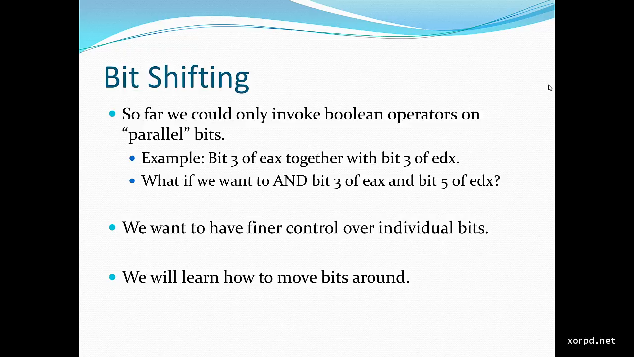We can only AND bit 3 of EAX with bit 3 of EDX, or maybe AND bit 5 of EAX and bit 5 of EDX. But we still can't combine bit 3 and bit 5. We would like to have finer control over individual bits. So now we are going to learn how to move bits around. So we can actually combine bits and do operations on different bits in different locations.